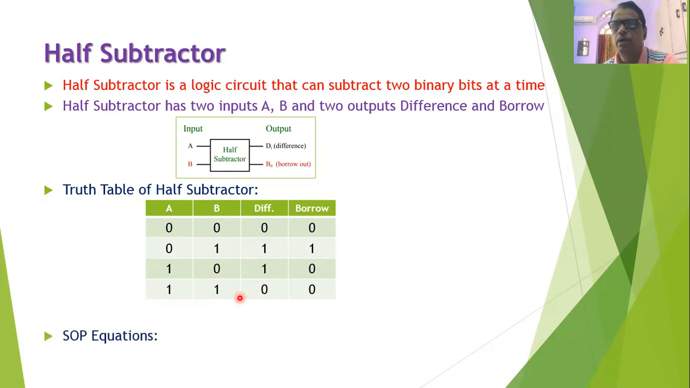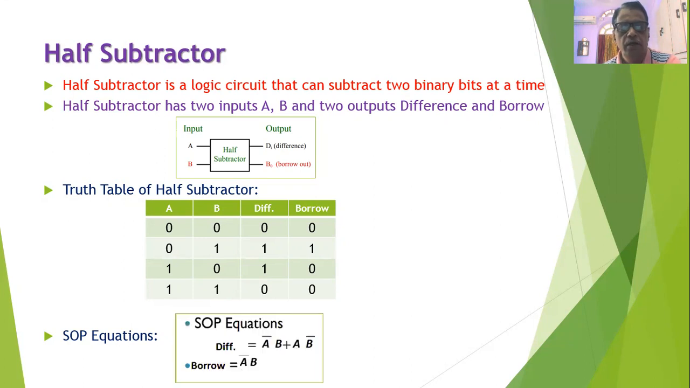Now from this truth table, we can easily write SOP equations for the outputs, difference and borrow. When you check the truth table, you can easily find that the difference output is 1 in two possible input cases. That is when A is equal to 0 and B is equal to 1. Therefore, this term can be written as A bar B. And in the second case, A is 1 and B is 0, and therefore this term can be represented as AB bar. Therefore, the SOP equation for the difference output is A bar B plus AB bar.